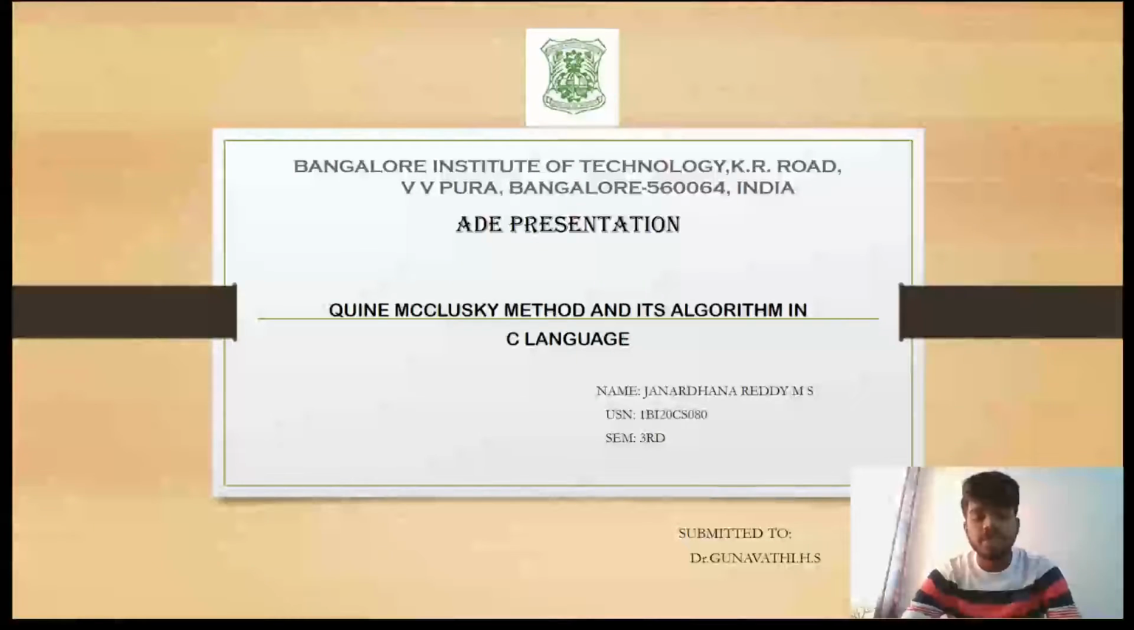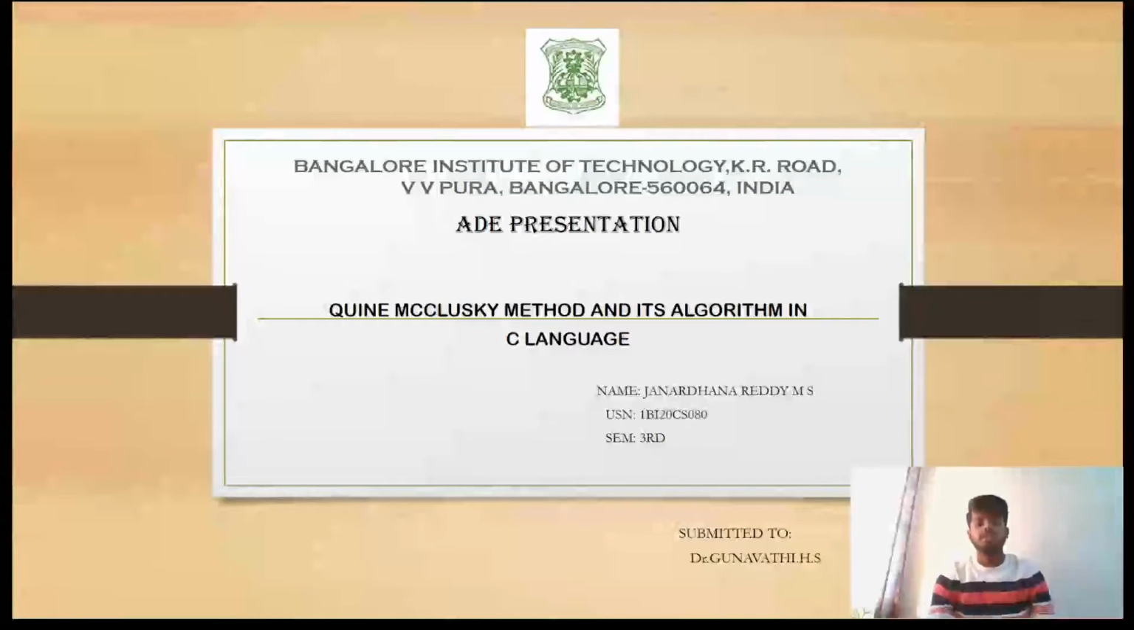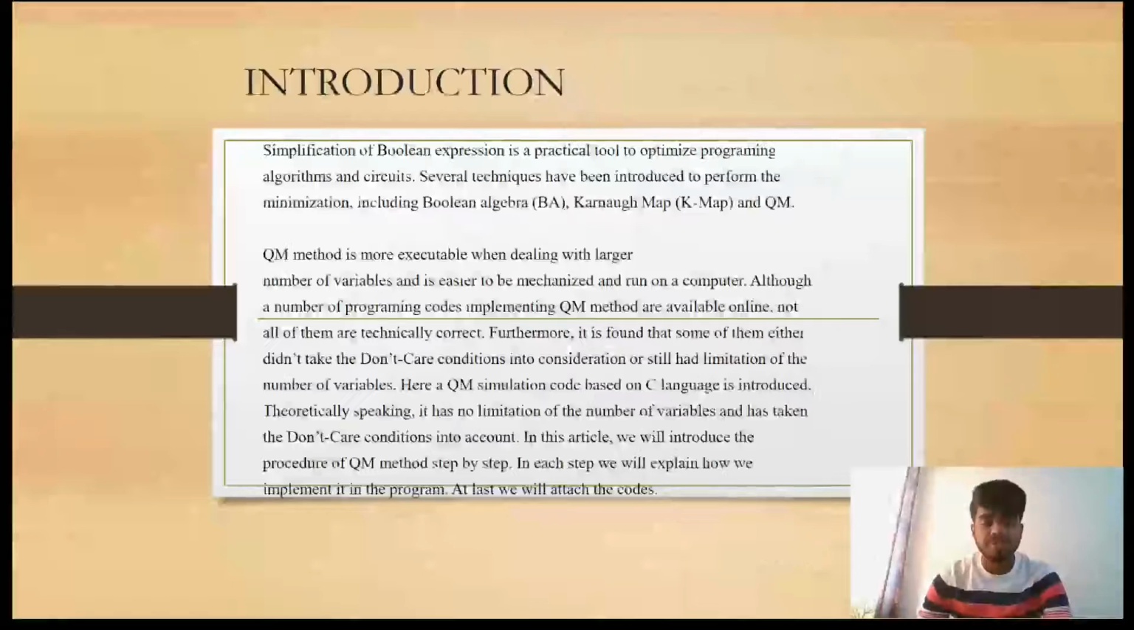Hi, hello everyone. My name is Janardhan, and today let's be learning about Quine-McCluskey and its algorithm in C language. So first, let's dive into the introduction.